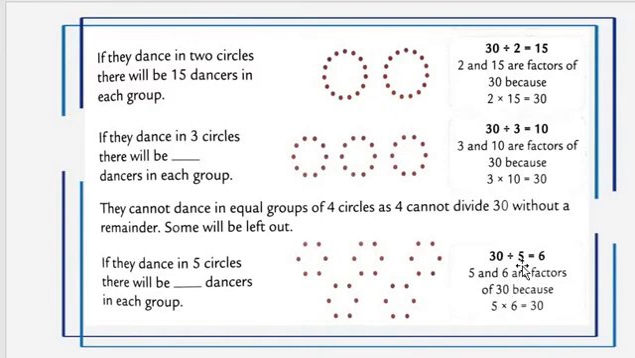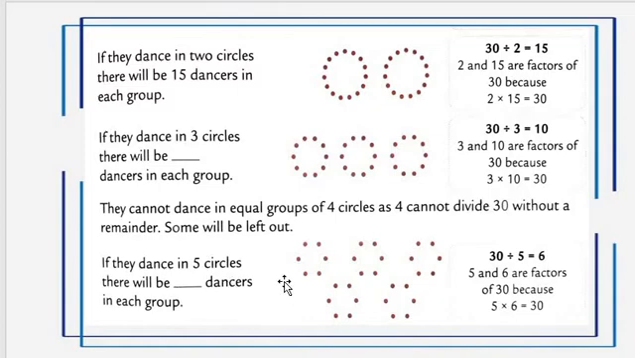So in table number 5, 30 will become, yes, 5 6s are 30, or 6 5s are 30. Both sides will be the same. 6 5s or 5 6s are 30, as we see, my dear students. Understood? So here each group has 6 dancers. 6 5s are 30. So if the dancers dance in 5 circles, there will be 6 dancers in each group.